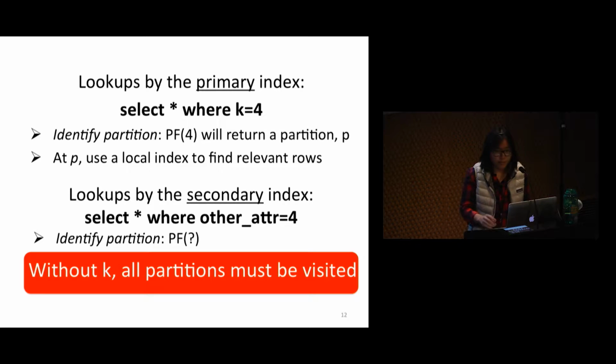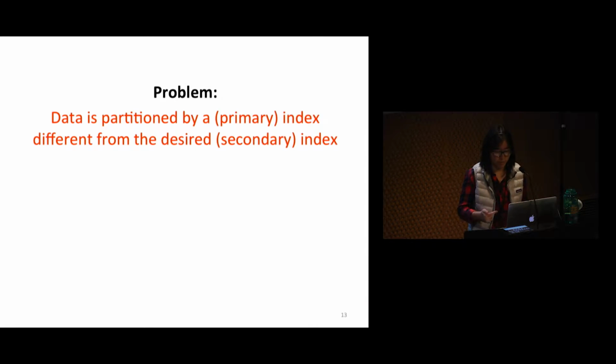So really, the problem here is that data is partitioned by a primary index that is completely different from the secondary index by which we want to do a lookup. So really what we have now is a data partitioning problem. This problem is actually unsatisfactorily solved in modern data stores. There are two main approaches, and the first approach basically doesn't address the problem at all. It doesn't address partitioning at all.